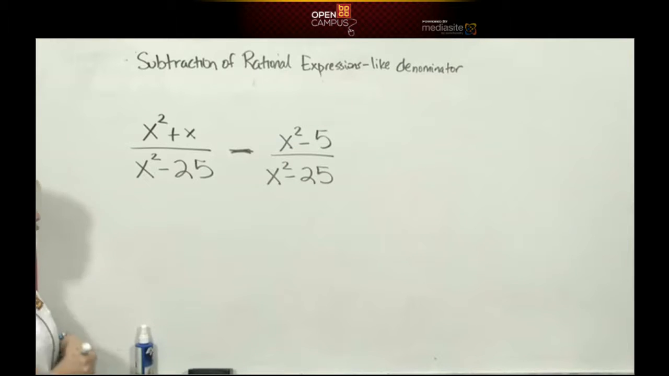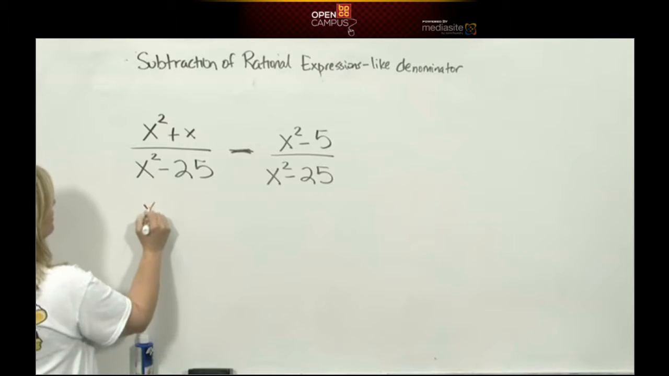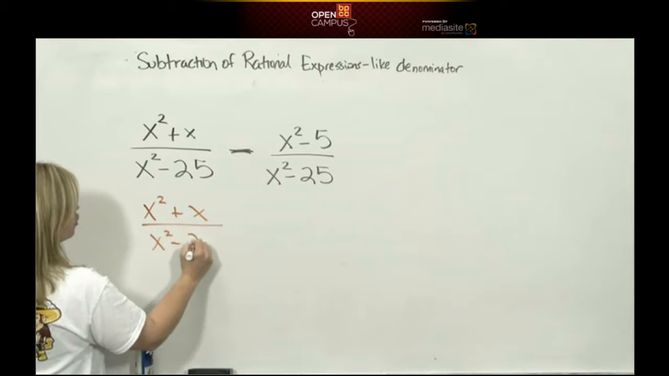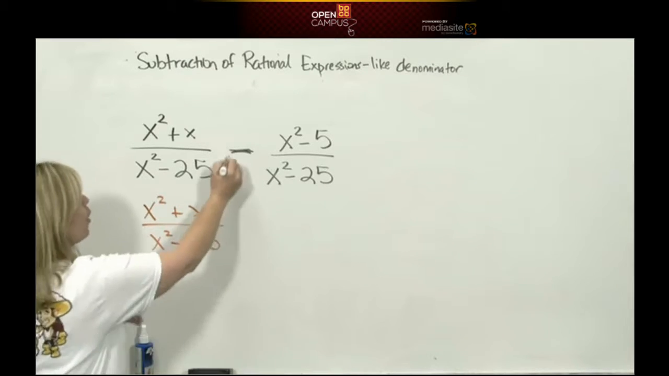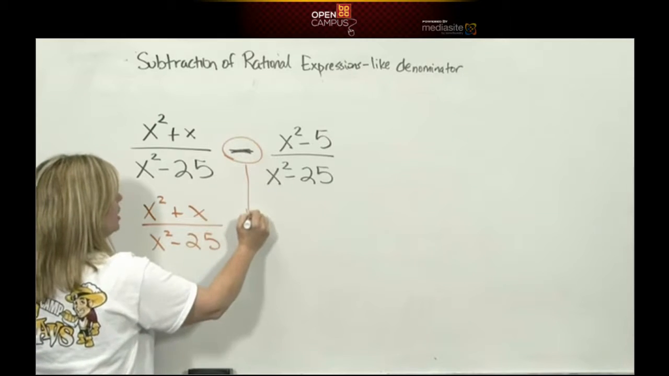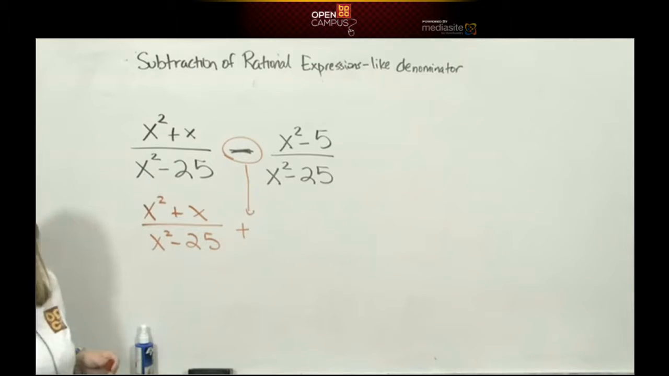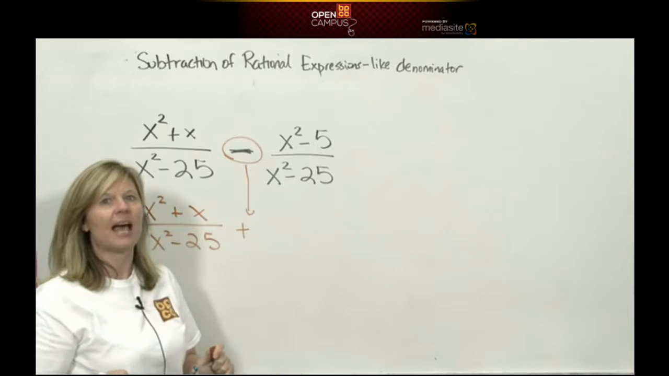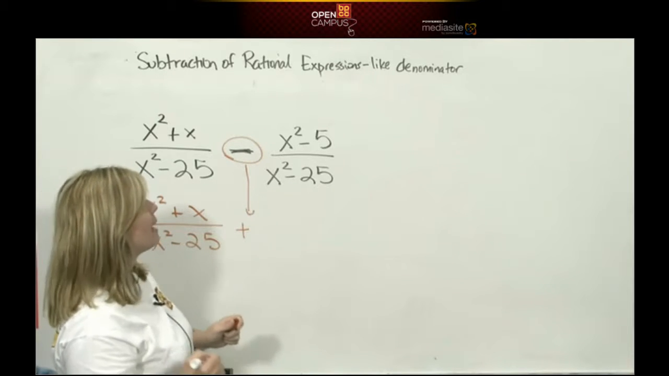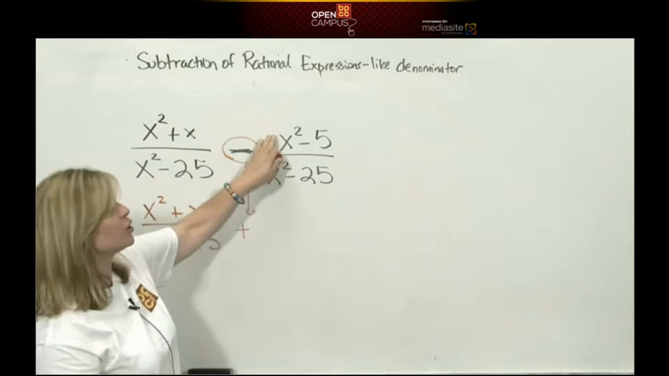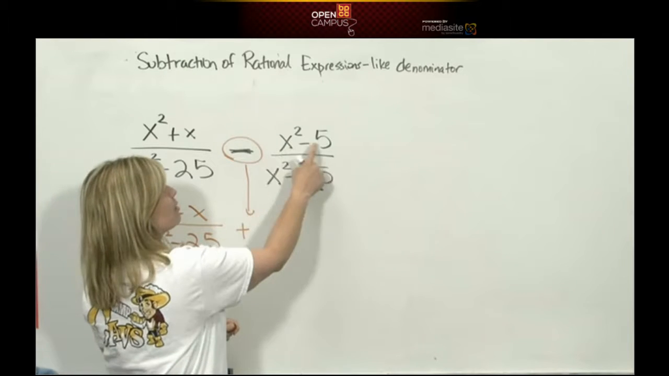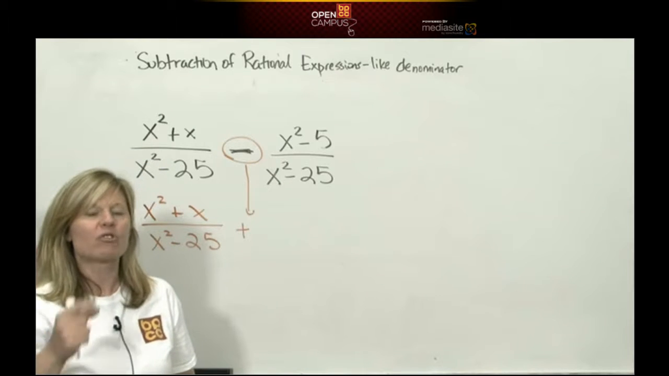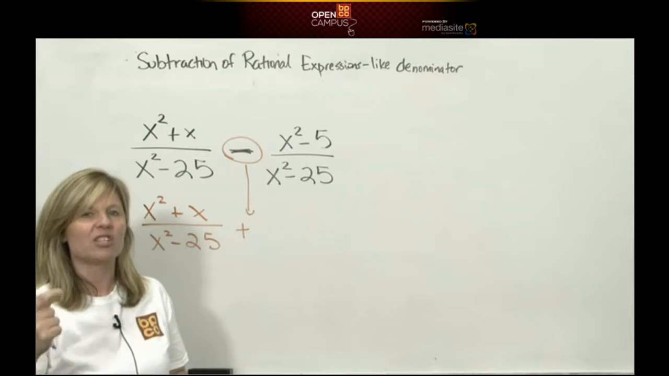So the first fraction remains the same. I leave the x squared plus x over x squared minus 25. I'm going to change subtraction into addition by adding the opposite, the additive inverse. Now when I go to make the opposite, remember we're only changing the numerator. The numerator now has two terms up there. It's a binomial, so you're going to make the whole binomial the additive inverse.